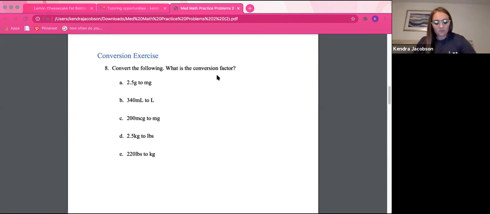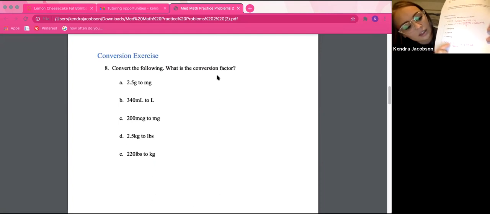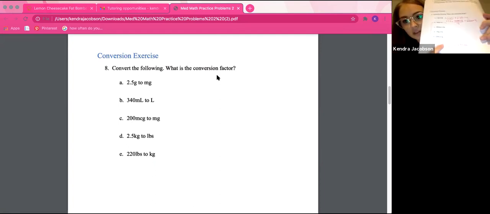And a good way of remembering which one goes on top is you always want to be able to cross them out. This kind of math is called dimensional analysis, I think. So you see how up here you have your 340 milliliters, and then you put the liters on top because you want to be able to cross these out. And to cross those out, you have to have them diagonal from each other. Does that make sense?